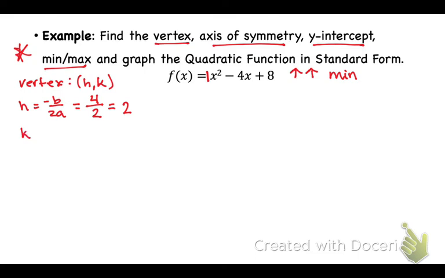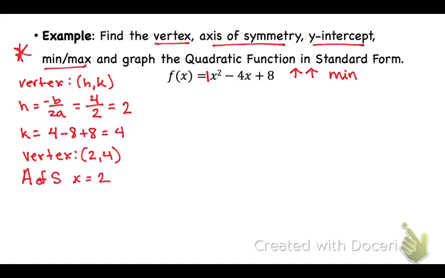You plug everything back in. So 2 squared is 4 minus 8 plus 8, which is 4. So the vertex is 2, 4. The axis of symmetry is x equals 2.